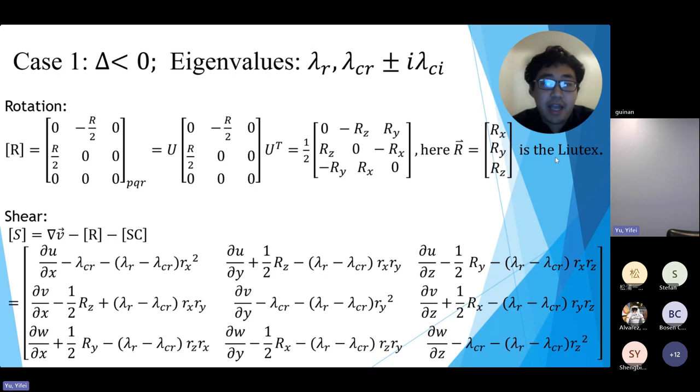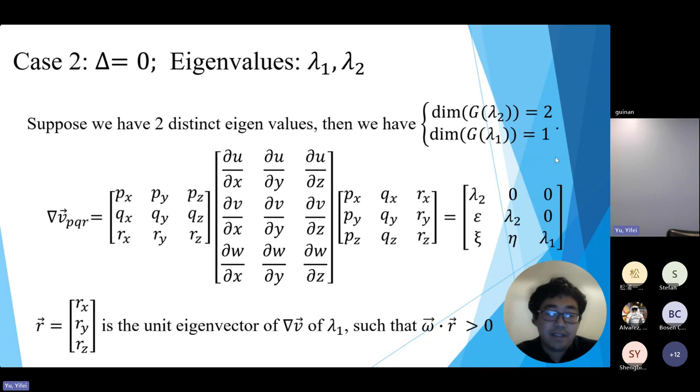Now let's look at the second case. When delta equals zero, we have repeated real eigenvalues. For this case, we are basically using a modified Schur's decomposition. First, suppose we have two distinct eigenvalues, then one of them must have a generalized eigenspace with dimension 2, which is referred to as lambda 2, and that of the other one must have dimension 1, which is referred to as lambda 1.